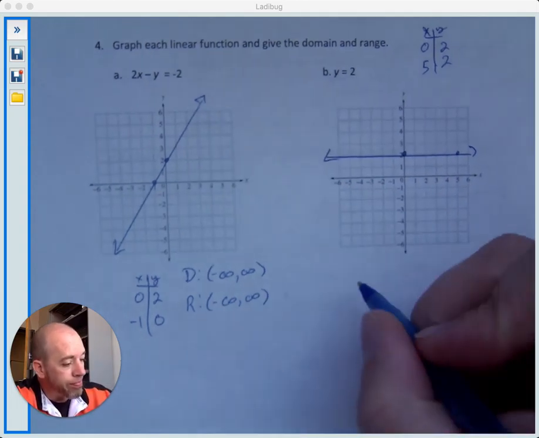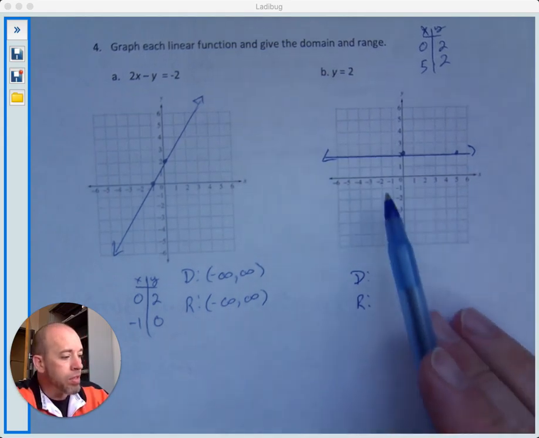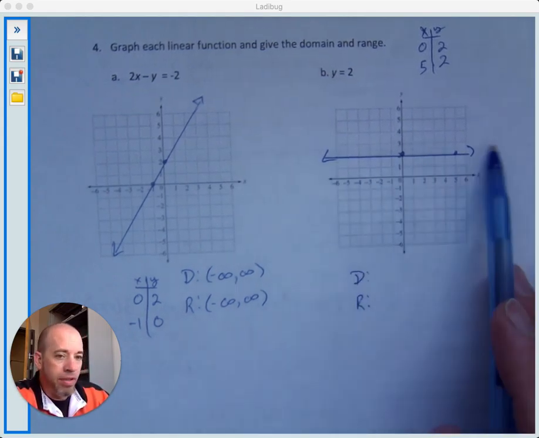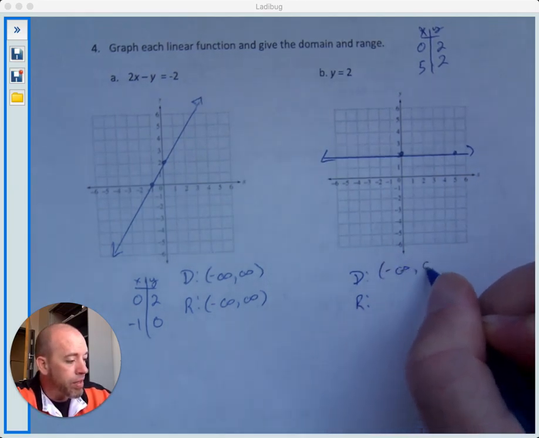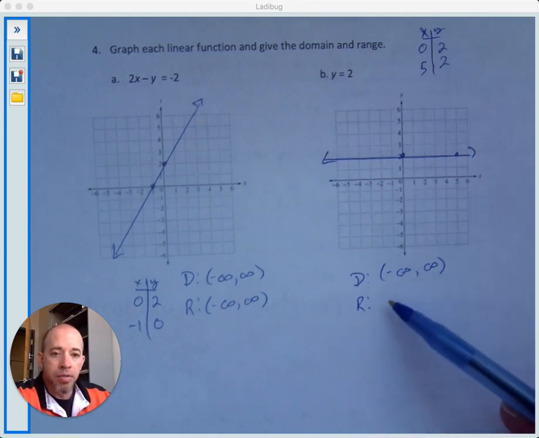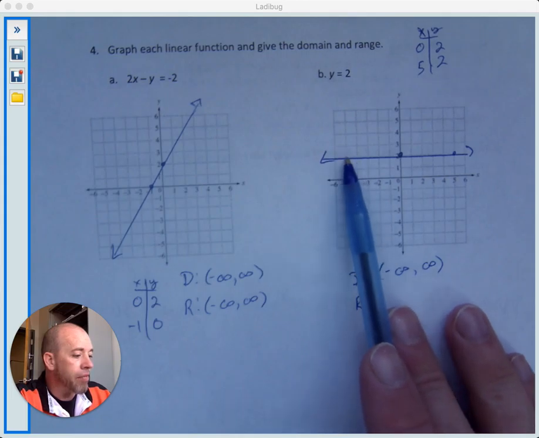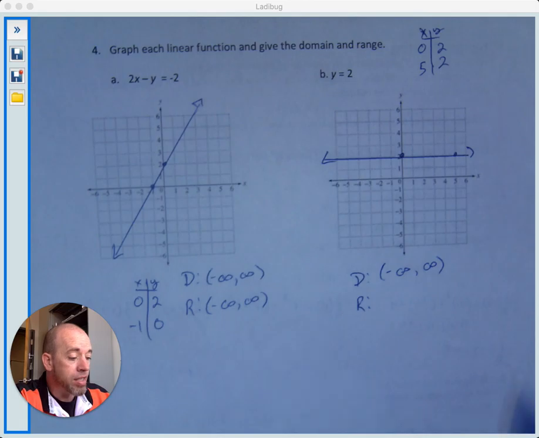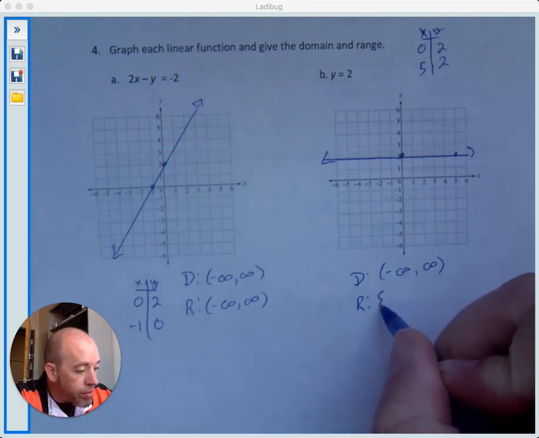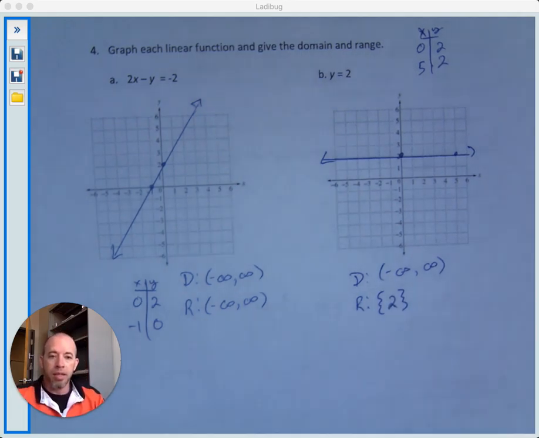Domain and range. This is a little tricky, but I think we can handle it. Domain, all the x values. Well, this goes left forever and right forever, so every x value is represented: negative infinity to infinity. Range, does it go down forever and up forever? No, it does not. The only y value that ever shows up on this line is 2. So your range is actually just the number 2. Use a little set symbol. It's the only thing in the range. So we have our domain and range.